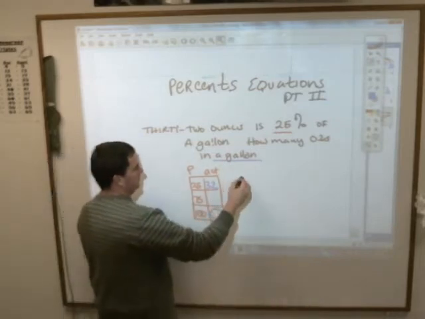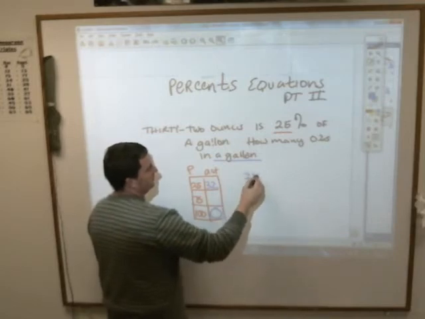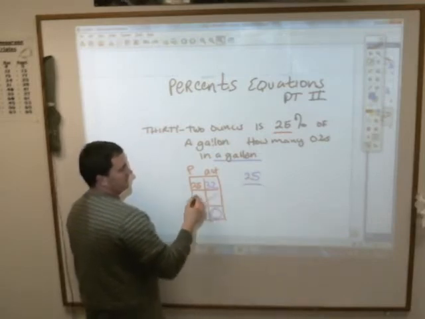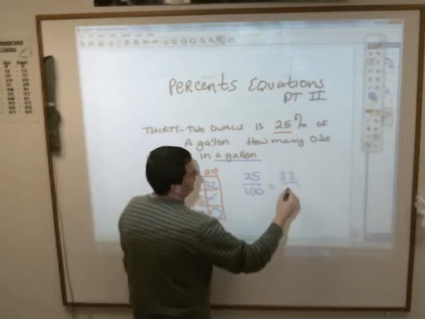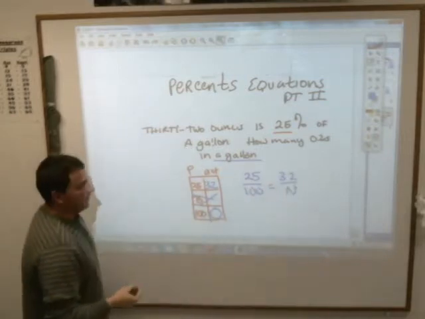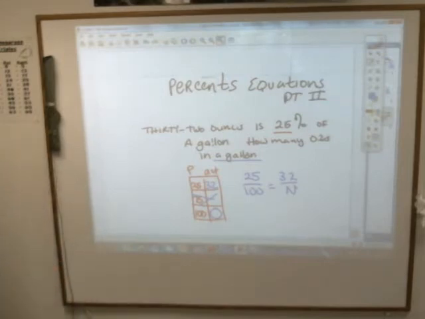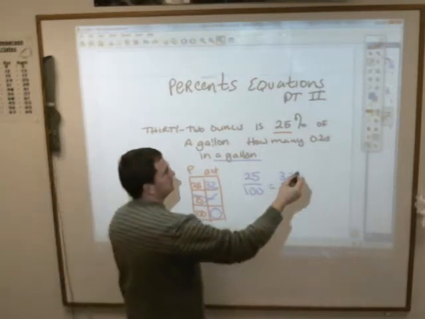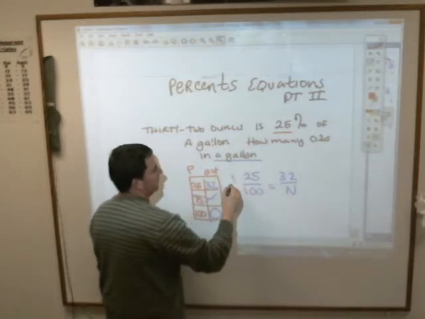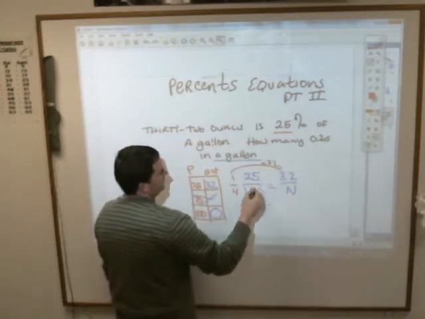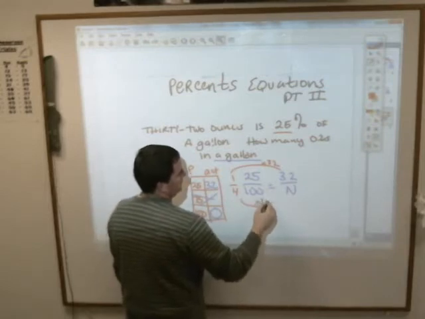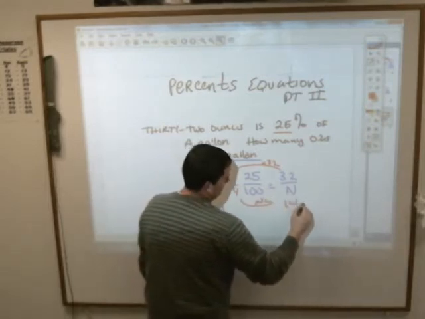So typically we would do this, make the fraction 25 over 100, I don't need this part, equals 32 over what number? Easier way to do this? Reduce it to 1/4. Sure, reduce it to 1/4. And then 1 times 32 is 32, so 4 times 32 is 144.